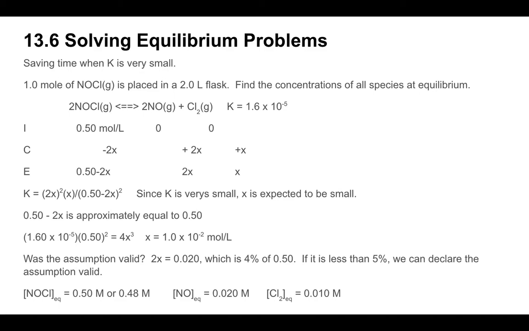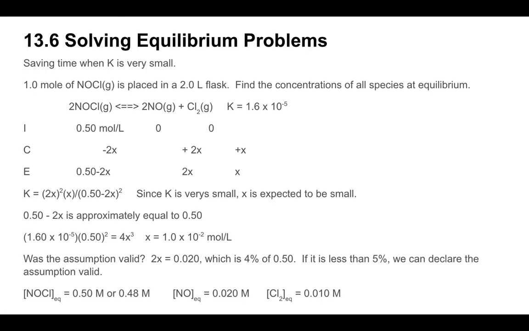The minus 2x is negligible. You can drop it out of the equation. You can do your math without the minus 2x in the formula, and we got away with it. So NOCl, if you assume the minus 2x is negligible, you would say that the final molarity is still 0.50 because it's still the same value that you started with, because you didn't subtract anything.